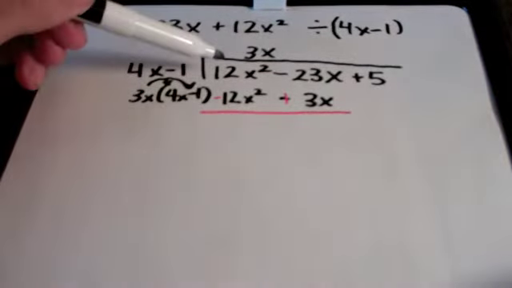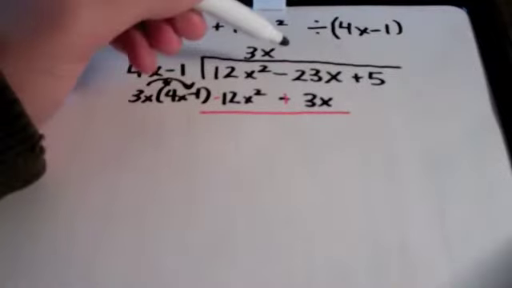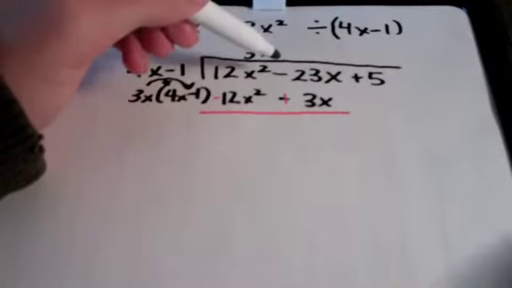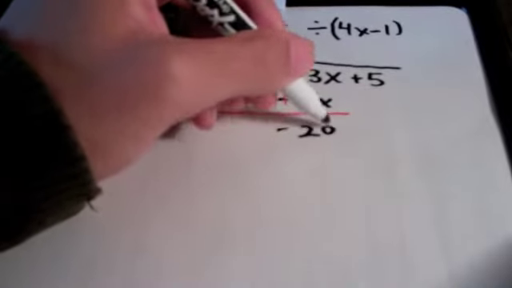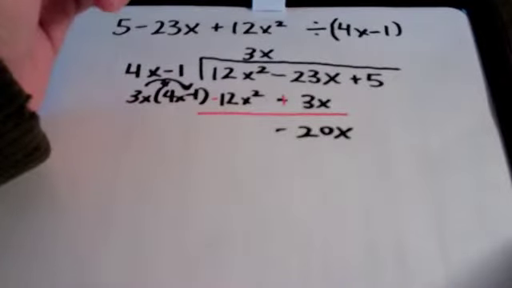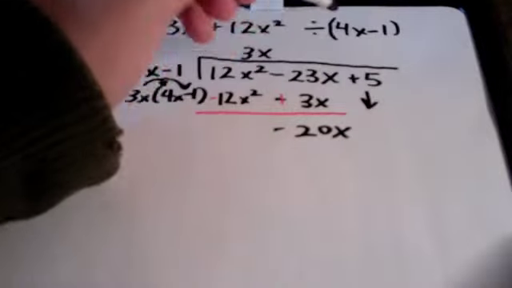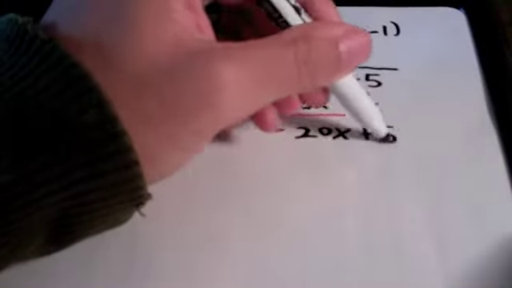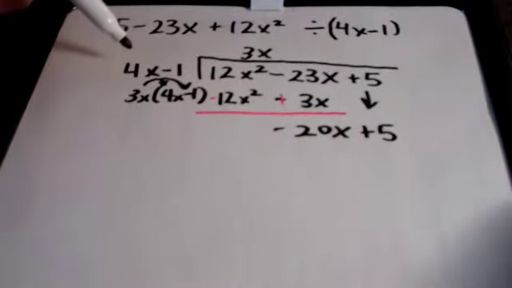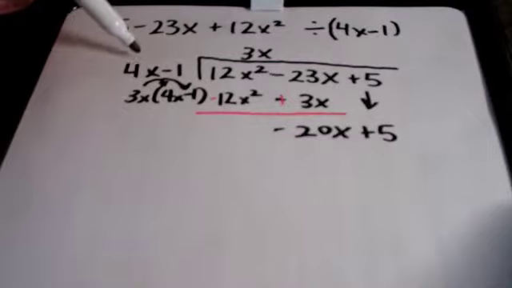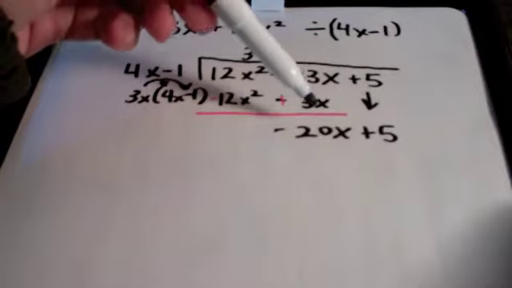Again, the terms furthest to the left should cancel, so we have 12x squared minus 12x squared, that's 0, and minus 23x plus 3x is going to be negative 20x. Our next step is going to be, just like regular long division, pull down the next term with its sign, so this is plus 5. I'll write that there. And now we go back to our divisor, and into the quotient we'll put what can we multiply by 4x to get negative 20x.